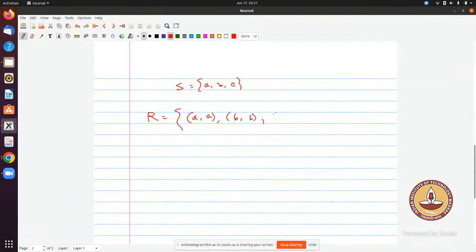Suppose I have these three elements. First, tell me, is it reflexive? No, sir, because (C, C) is not there. (C, C) is missing. So it is not reflexive.